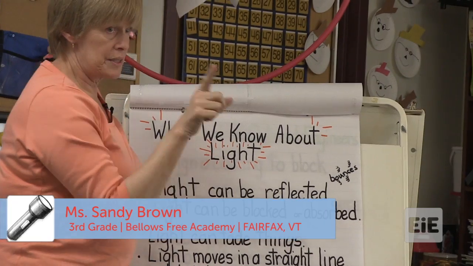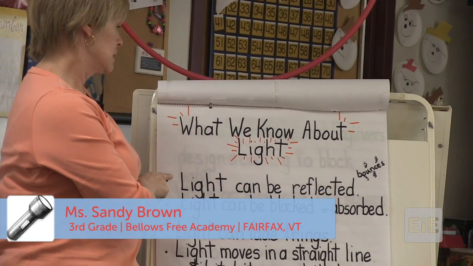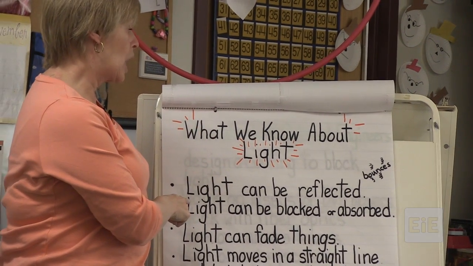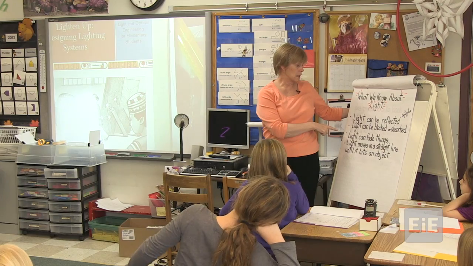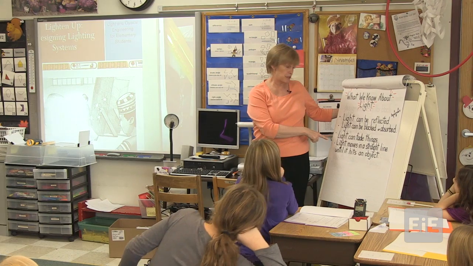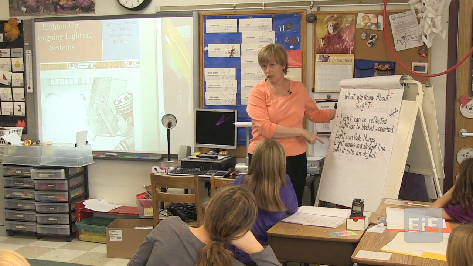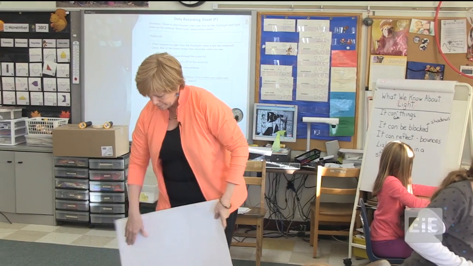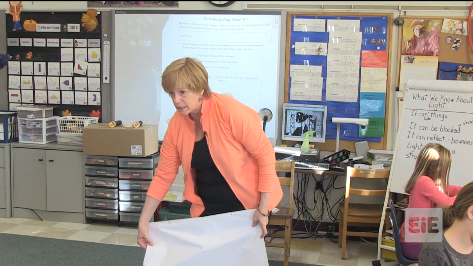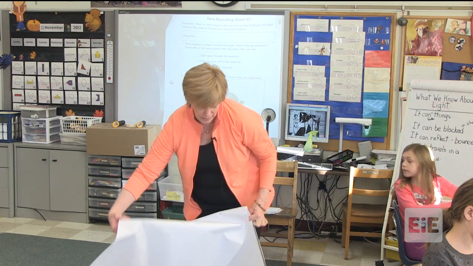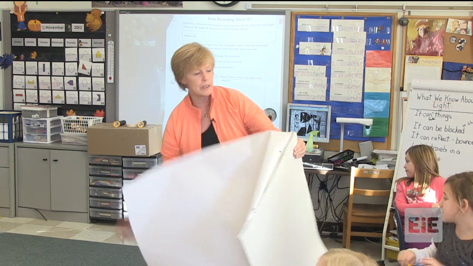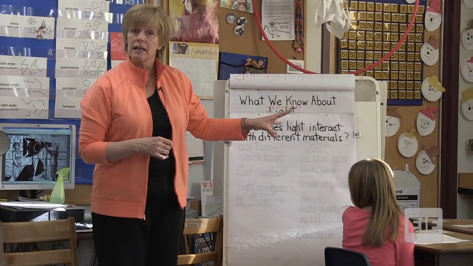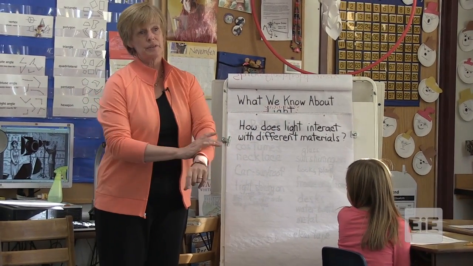What we know about light, and this is what I'm hearing you say, is that it can be reflected or bounce. It can be blocked or absorbed. It can fade things. It moves in a straight line until it hits an object. And we're going to study a question that's going to help us understand what optical engineers do and help us understand light more. You're going to figure out how light interacts with different kinds of materials.